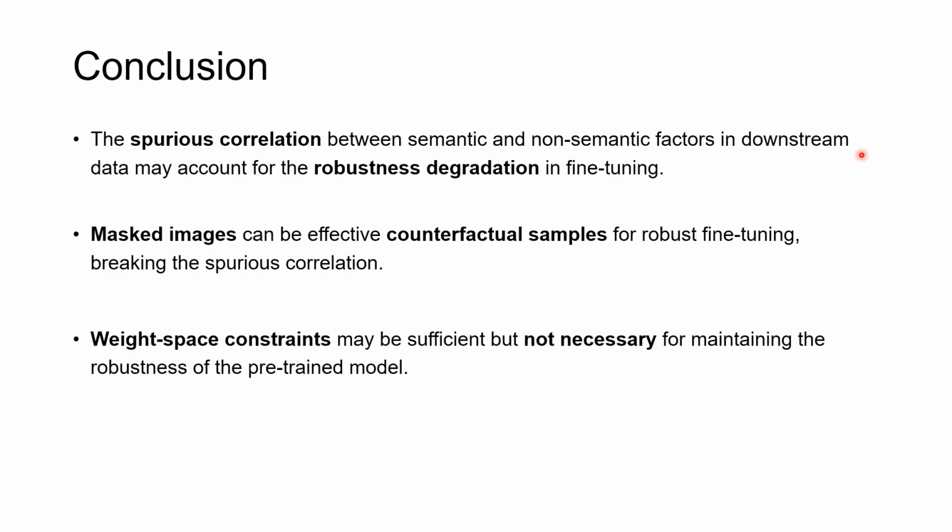To conclude, we argue that the robustness degradation in fine-tuning can be attributed to the spurious correlation in downstream data. Then, we show that masked images can be effective counterfactual samples for breaking the spurious correlation and improving the robustness. In addition, our results suggest that the common weight space constraints may be unnecessary for maintaining the robustness. So there is still a lot of room for exploration on better fine-tuning methods.